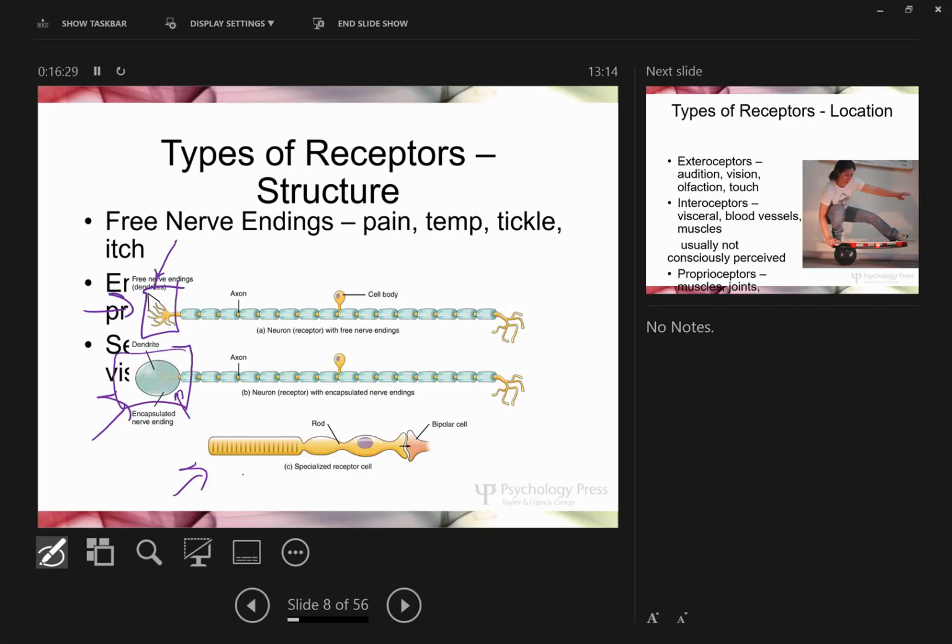And then finally, we have specialized receptors. This is an example of a rod that's going to be found in your eye. We'll talk about that in detail. Sometimes we need very specialized structures to receive that sort of stimulus, right? So in this case, we're going to have light waves coming in. We have to have that specialized structure to catch those, okay?